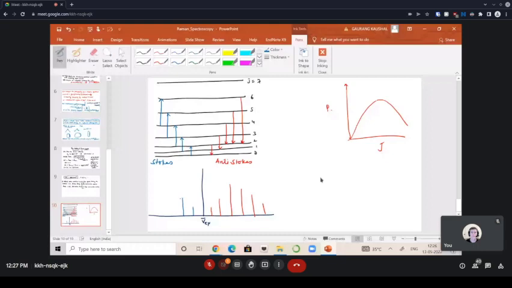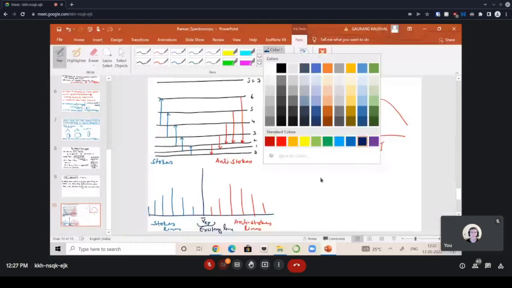One thing is important: the separation of the first line from the exciting line will be 6B. The first line is actually 6B centimeter inverse. Similarly here, the first line, whether Stokes line or anti-Stokes line, is 6B.